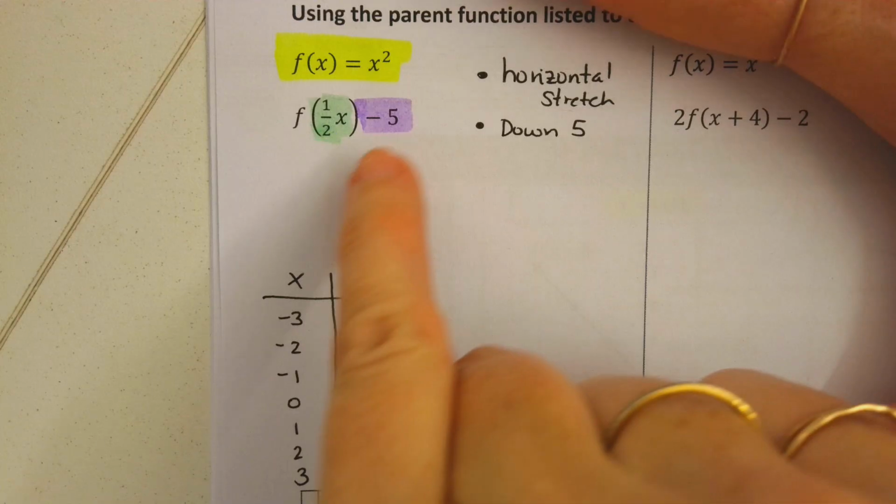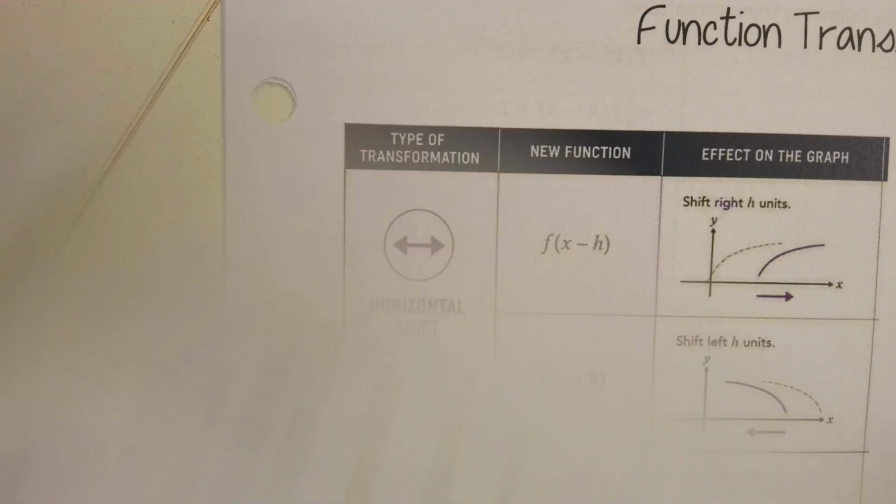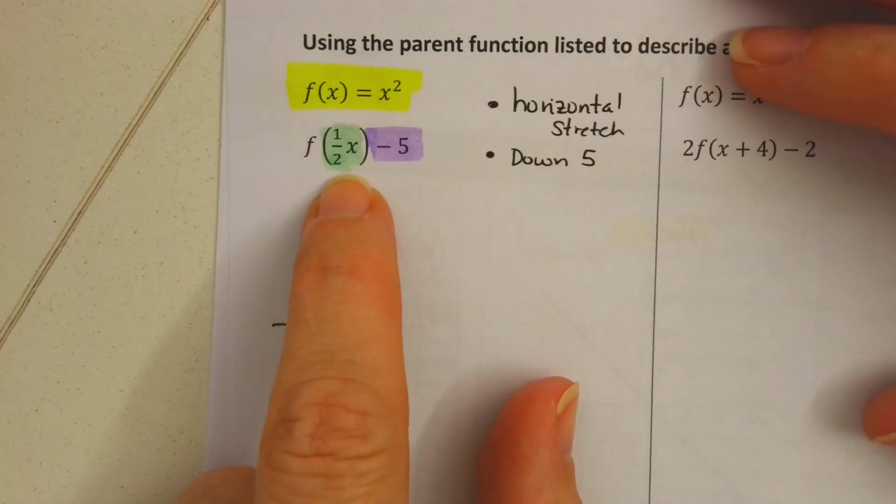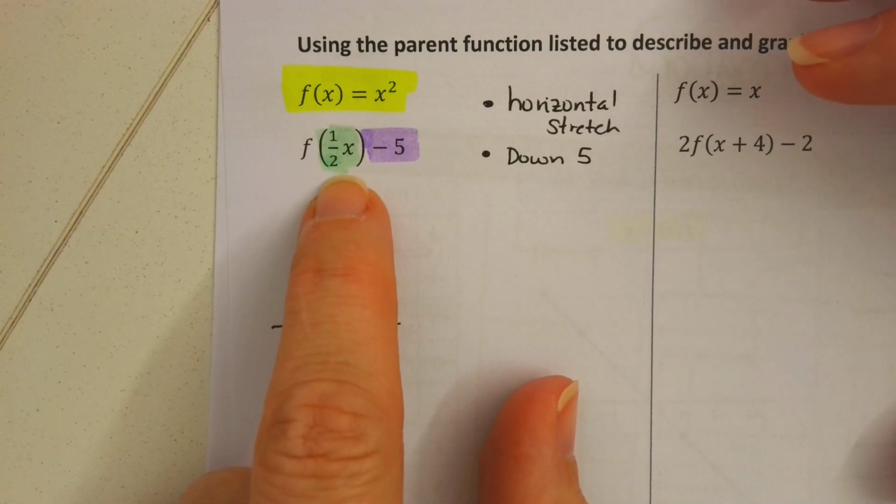Okay, so again, whatever's inside the parentheses is going to affect the x values inversely from what you see. So if I see times 1/2, anyone know what it's actually going to do? It's going to multiply by 2. It's going to do the opposite.